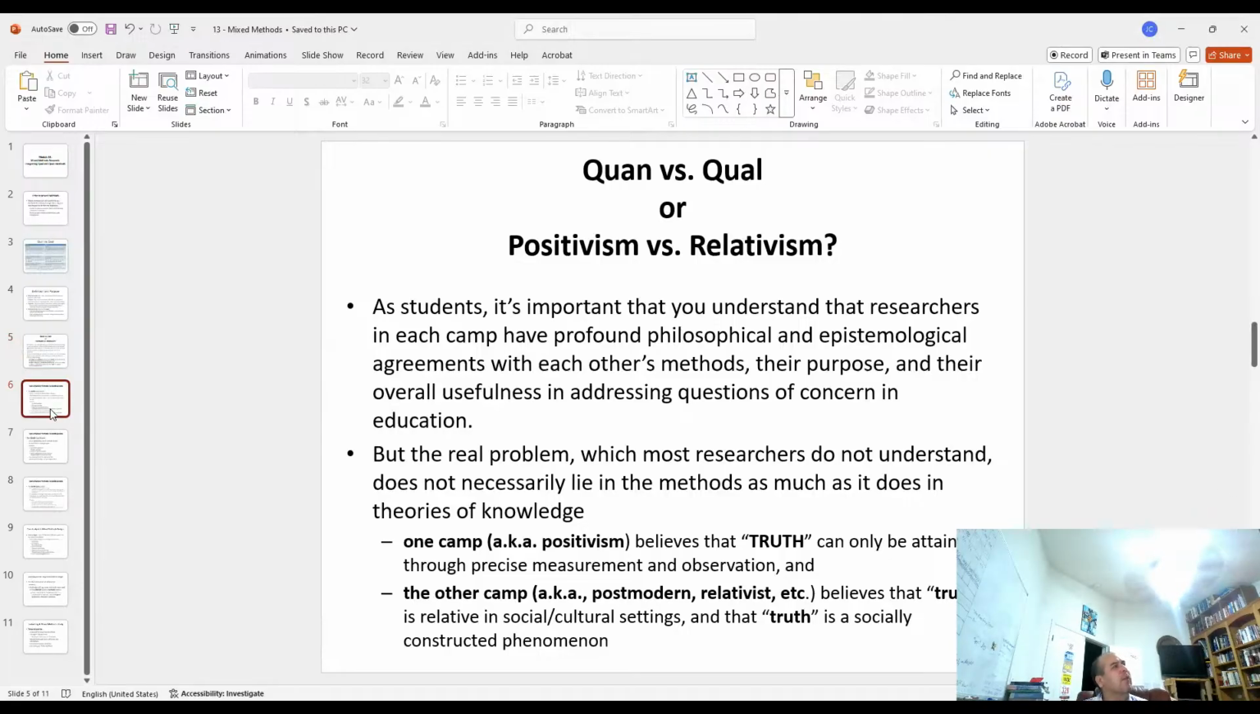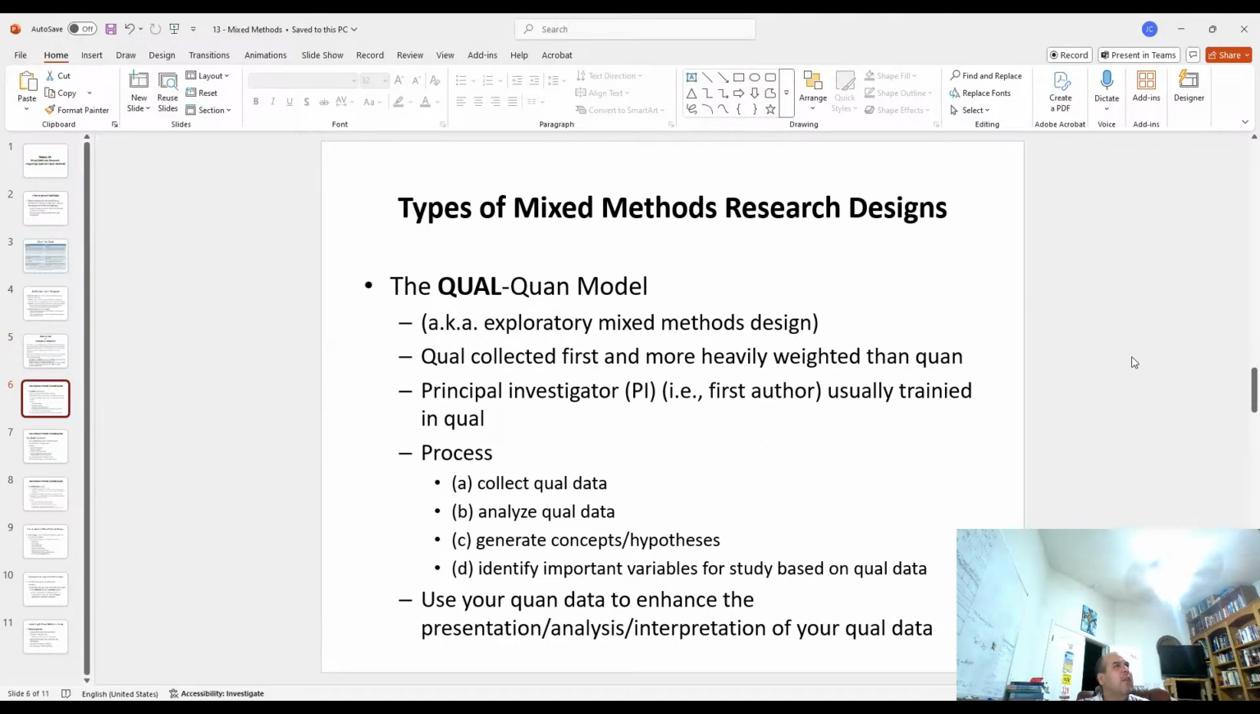Okay, you have 3 designs we're going to go over. The first one is the qual-quant model. Notice the word qual is first. It's in bold, right? This design is really used more as an exploratory model. You collect the qualitative data first, and you put more weight on it. It carries more weight than the quantitative research.